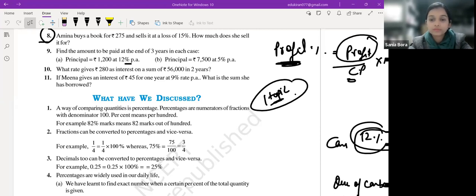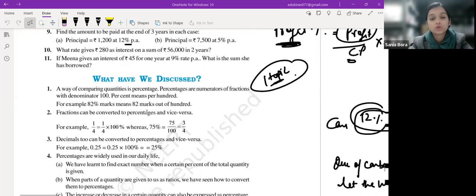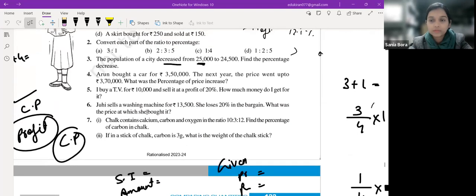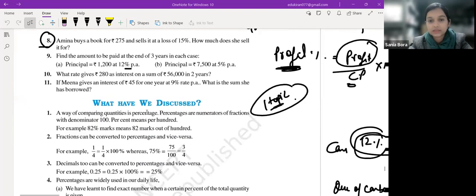Both of you? Yes? No? You got the same, 500? For which one, ma'am? The last one. Wait, ma'am, can I check? Yes, check it and tell me whether you got 500 or not. After that, I will give you people two or 5 minutes to revise. 500 is the correct answer.